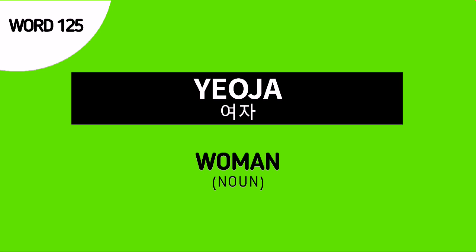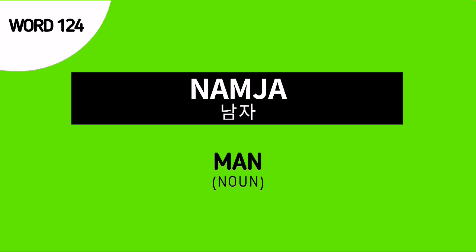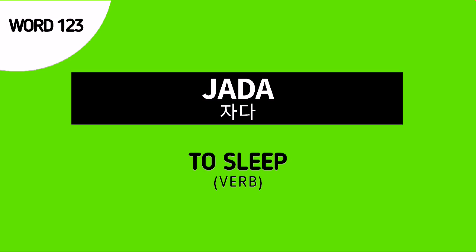Word number 125 is yoja. This is a Korean noun for woman. Word number 124 is namja, and this is the Korean noun for man. Word number 123 is jada. This is a root verb which means to sleep.